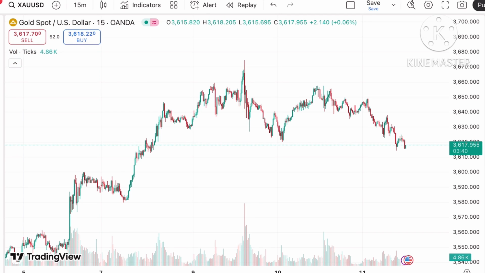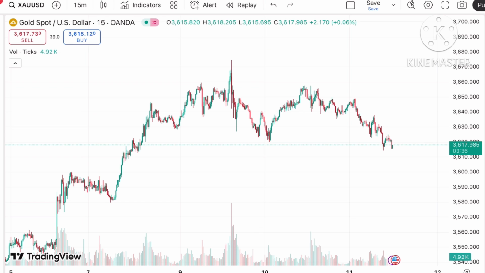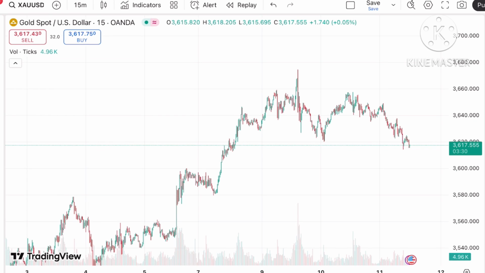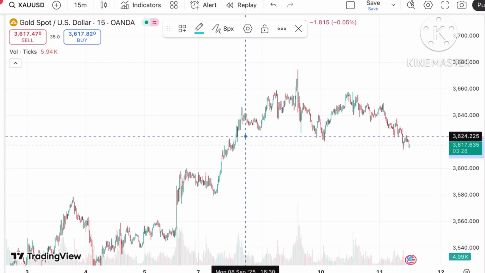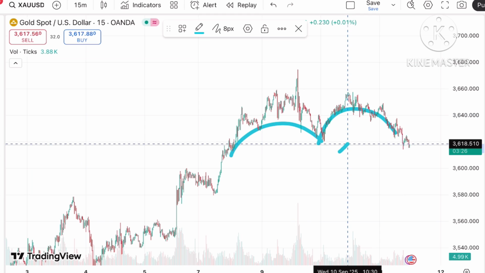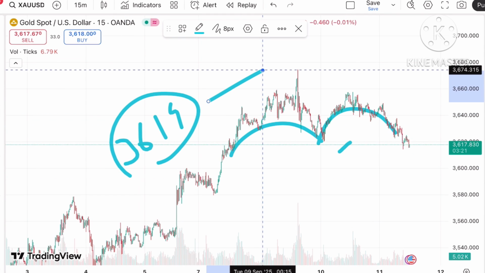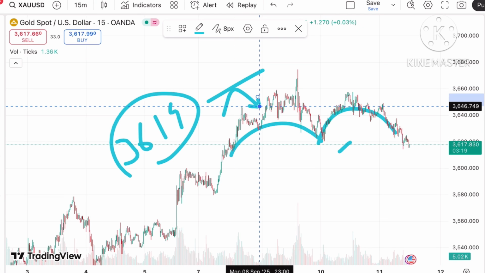As you can see, if you look at this particular chart on a 15 minutes, we can see the price now trading at a level of $36.17.987. Okay, and you can see that there is a clear pattern forming. We have seen that around 36.19 is now acting as a strong resistance, so a bounce back can be seen.